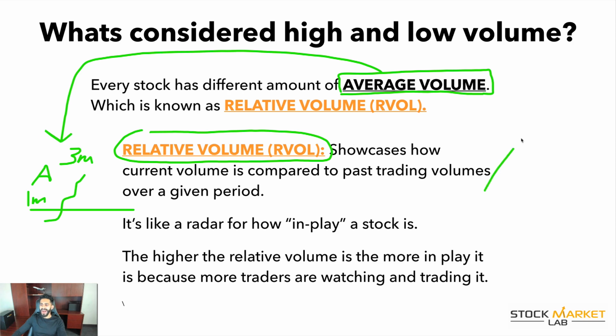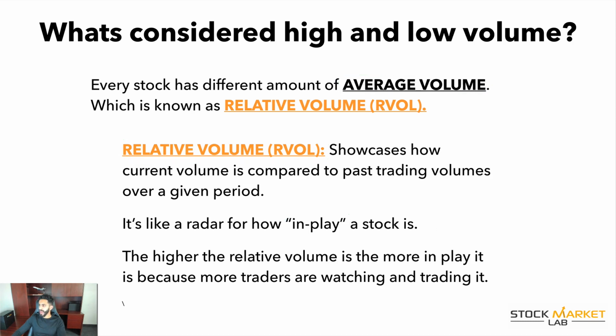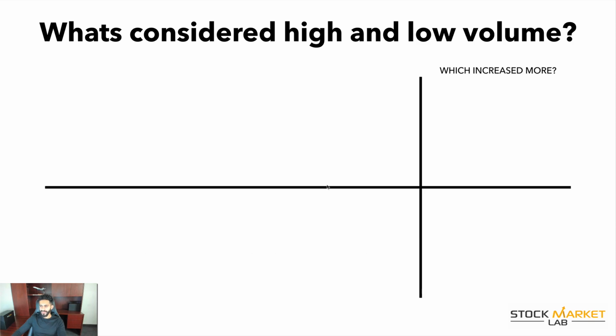If volume is higher than the average, that is a good sign. When volume goes higher than the average, a lot of people are watching, and that stock becomes in play. When we go over scanning and finding stocks and building our watch list, I'll show you how to search for stocks with higher relative volume. This way we can find stocks that are in play, stocks that a lot of people are watching because there's more activity going on.